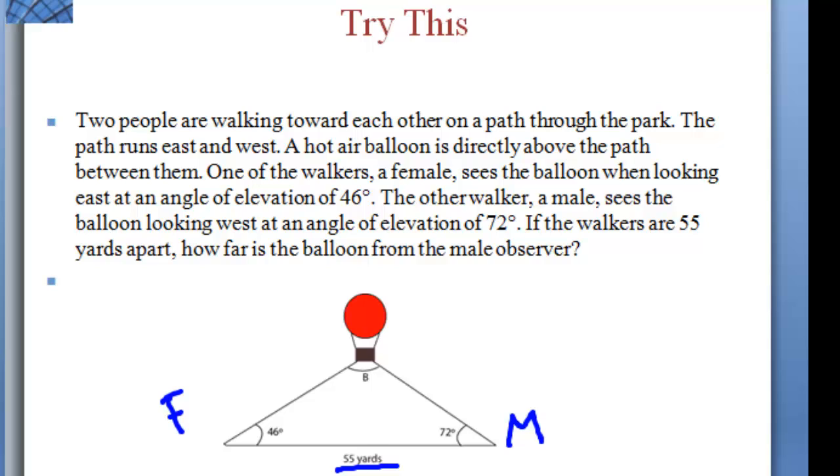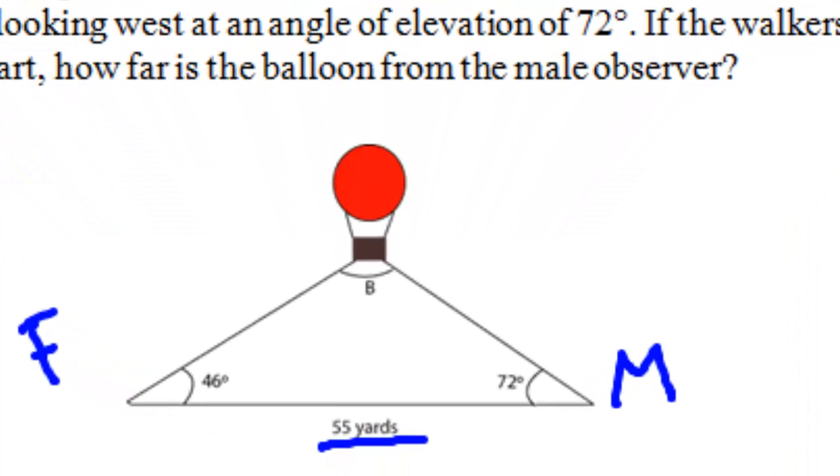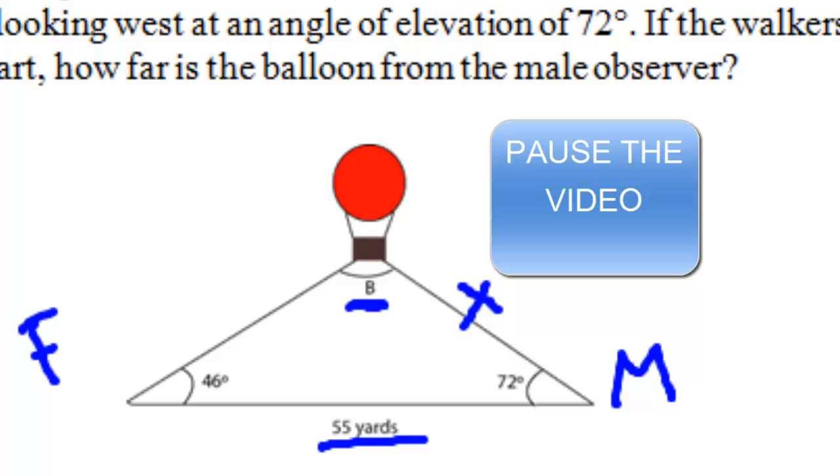Step 1 in any problem is always going to be to draw a picture. Well, the picture has been given to you. Step 2 would be to determine what you're looking for. We're looking for how far the balloon is from the male observer. So that would be this distance there. Step 3, we need to find angle B. Since we already have this angle and this angle, that's pretty easy to find. Step 4, use the law of sines to find x. Pause the video and work it out.